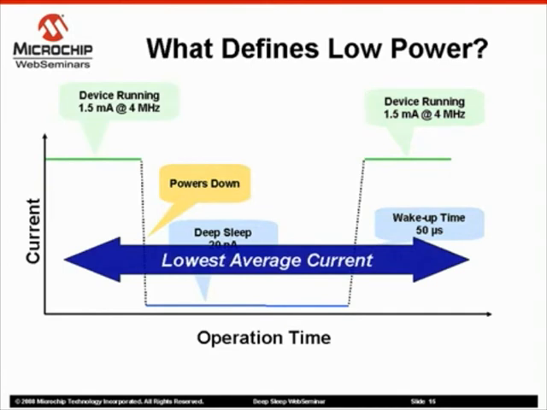The progression through each of these states over time defines the average power consumption of the device. While running, the average current drawn by the application would be the full run current of 1.5 milliamps. By maximizing time in deep sleep mode during periods of inactivity, the application can dramatically lower average current.